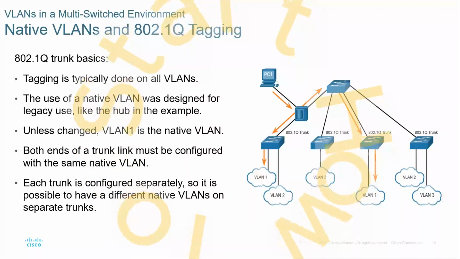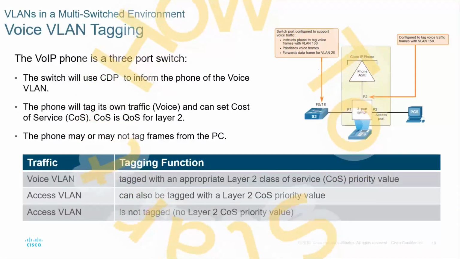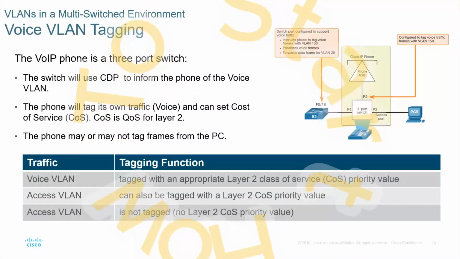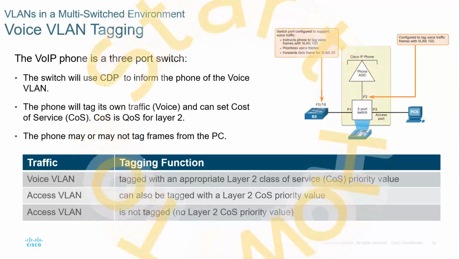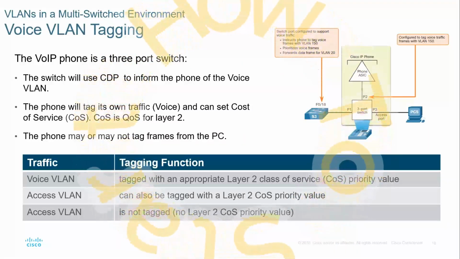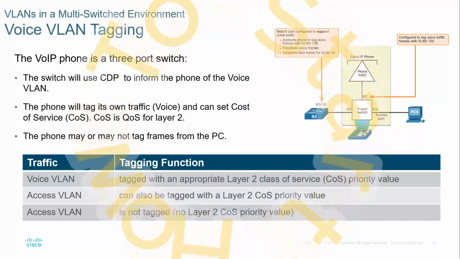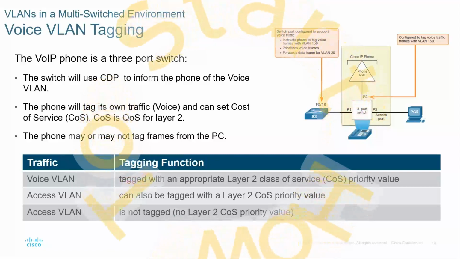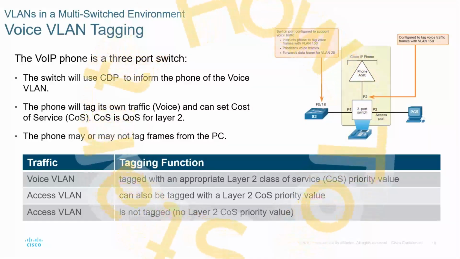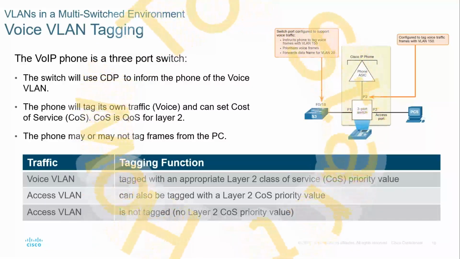So how does voice VLAN tagging work? So with a VoIP phone, there are 3 ports. The switch will use the Cisco Discovery Protocol. We're assuming it's a Cisco VoIP phone, and it will use that to determine which is the voice VLAN. The phone will tag its own traffic, its voice, and can also use a CoS, class of service, which is QoS for layer 2. QoS is not by itself natively layer 2. The class of service is the layer 2 variation.